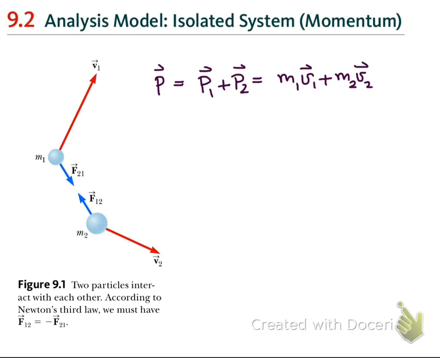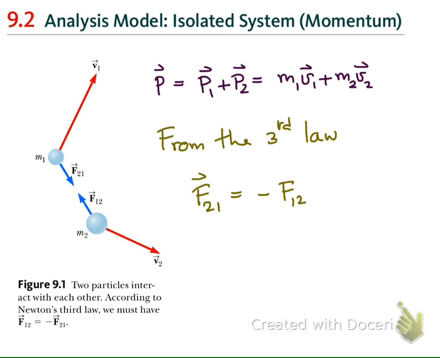we have from the third law that F21 is equal to the minus of F12. This is the action-reaction pair.